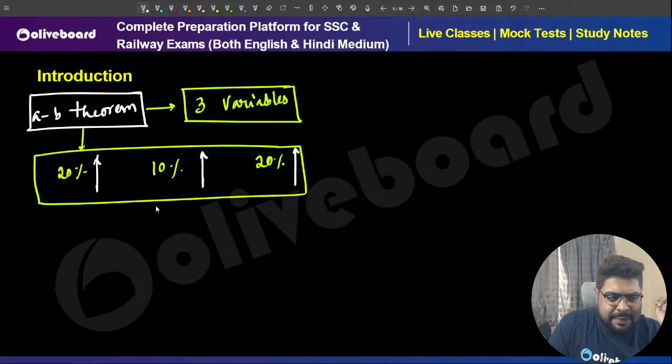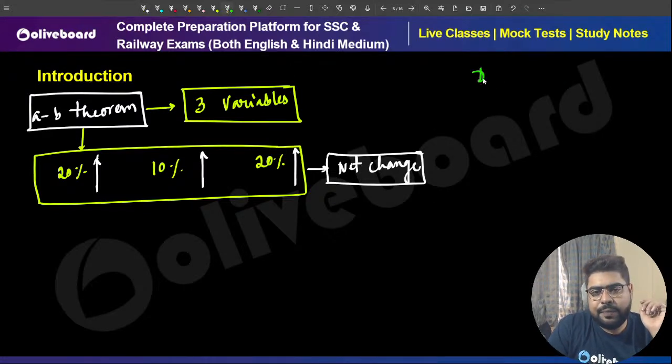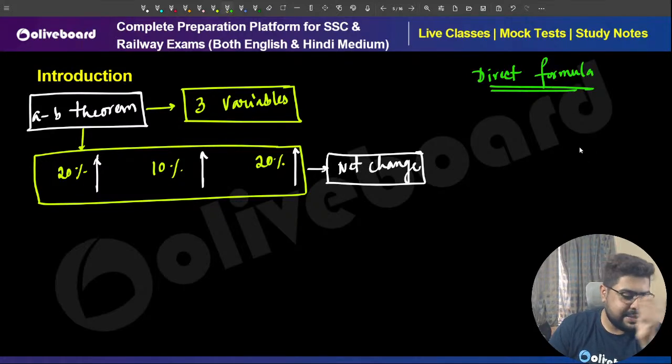So what can I say? Sir, can you tell me what will be the net change directly? Net change directly meaning I am trying to figure out what will be the formula for AB theorem if there are three variables concerned. There is a formula. You can derive a formula, but again what I am saying, no, the direct formula for AB theorem of three variables.